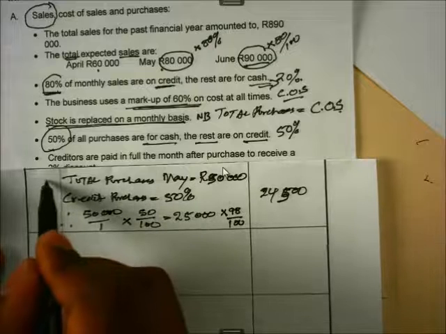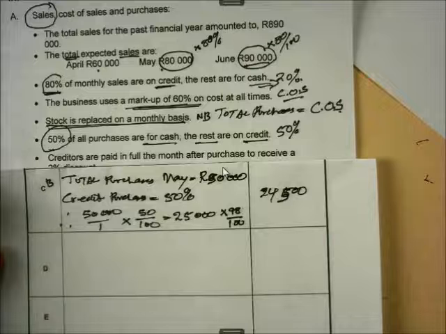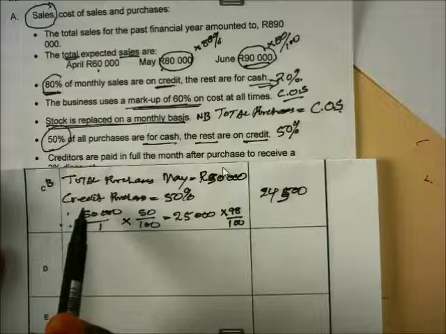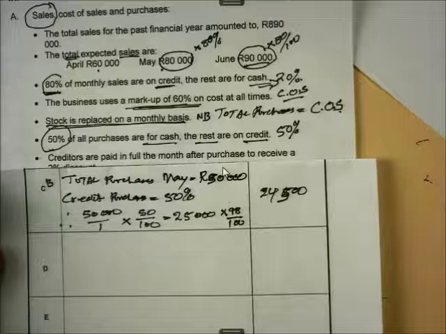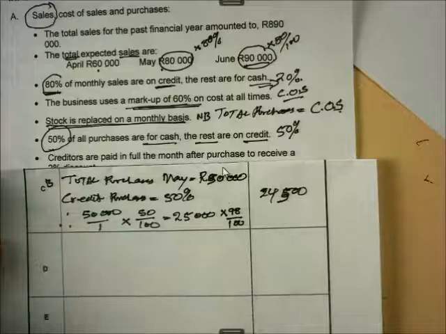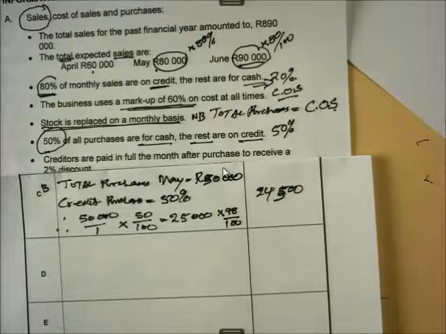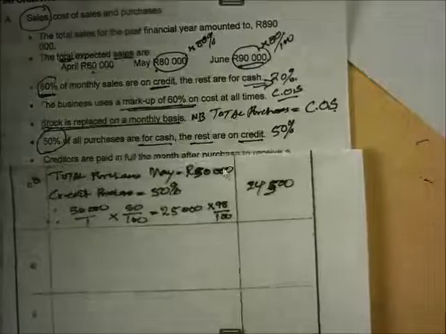In B, we calculated total purchases from our sales, our cost of sales. Then we have been told that credit purchases is 50%. And then we subtracted the 2%, which gives us an amount of 24,500. I hope that is very clear. It's an easy calculation, because we use the amount that we have already calculated in B. Right.